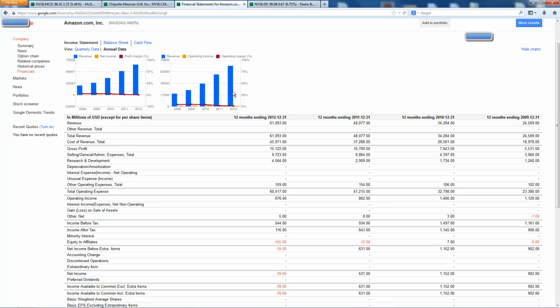But if you actually look at the financials here, and then annual data, we'll see that Amazon, not Chipotle, has grown revenues at incredible rates. In 2009, they did $24.5 billion worth of business. In 2012, they did $60 billion. They've gone up 2.5 times in revenue.